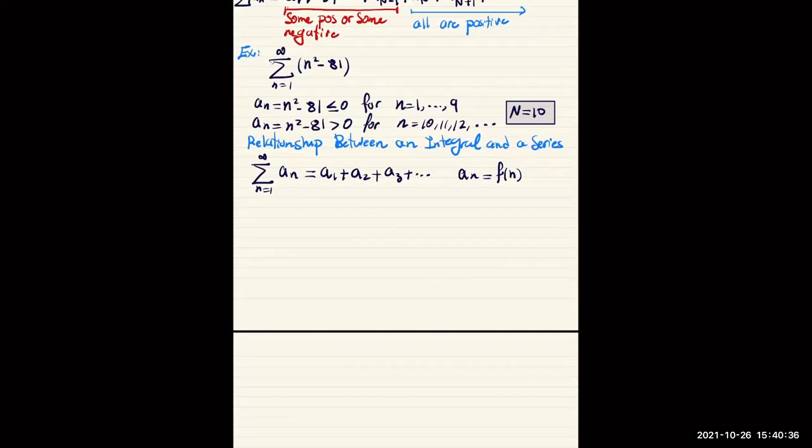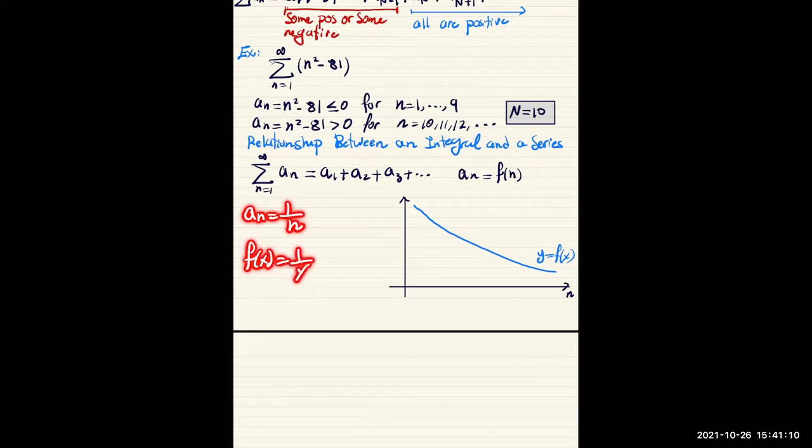Now, if we draw, I'll try to draw this. This is the n-axis. So if you graph f of x in continuous form, it is, let's say this graph right here. This is a graph of y equal to f of x. Okay, so again, for example, if A sub n is equal to 1 over n, then f of x is 1 over x, and the graph of 1 over x looks something like that.